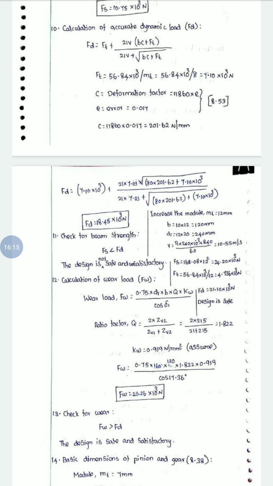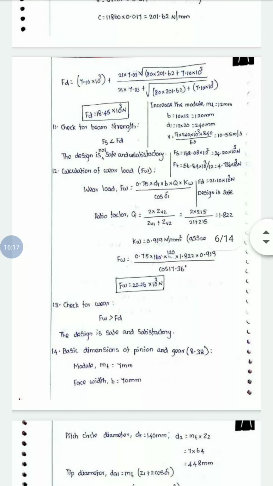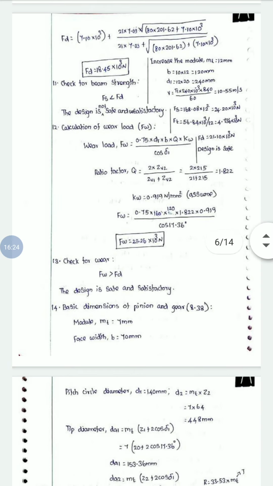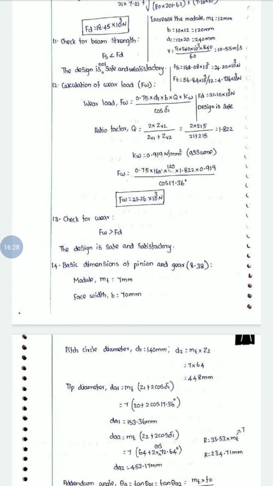How we increase the module: our module is already 8 mm, but now we are increasing the module to 12 mm. By substituting mt as 12, for B, 10 into 12 that is 120, D is equal to 12 into 20 is 240, and substituting for the velocity also, that is 10.55 meter per second.